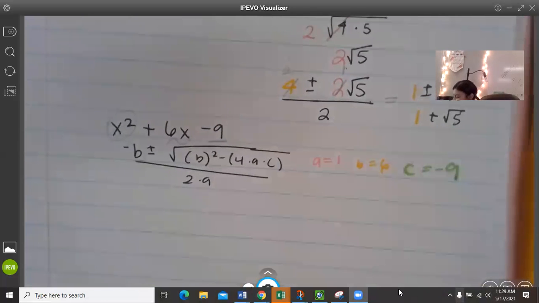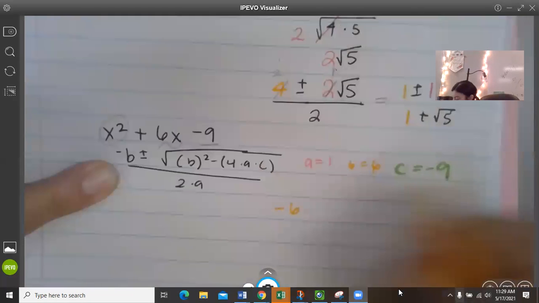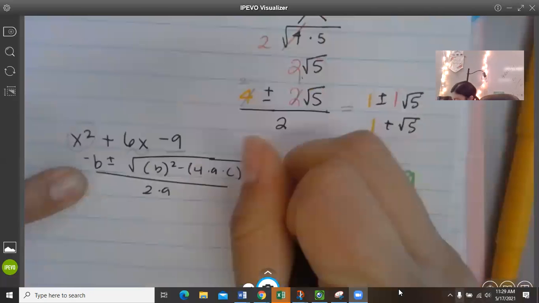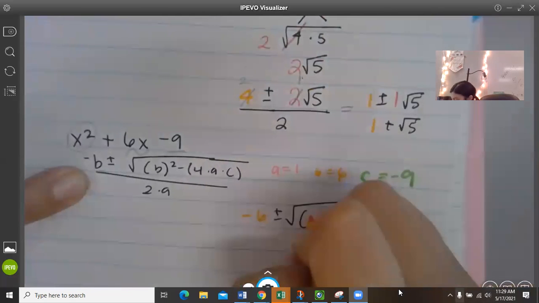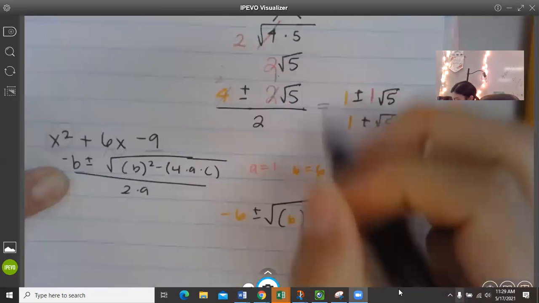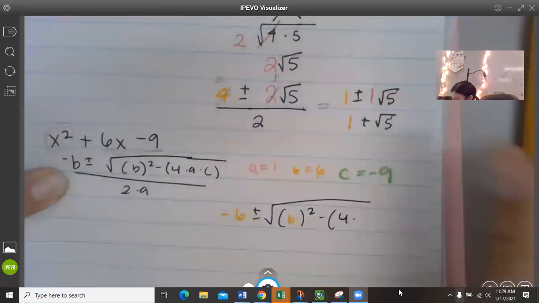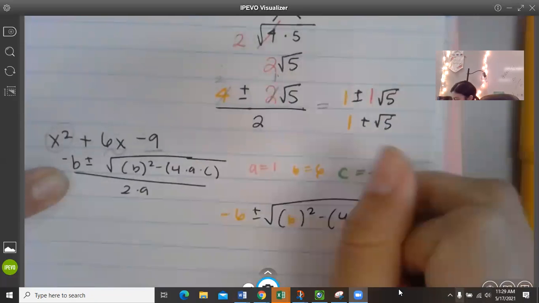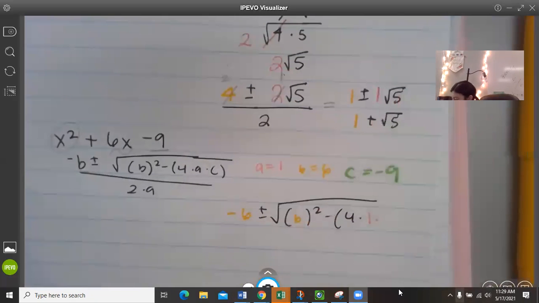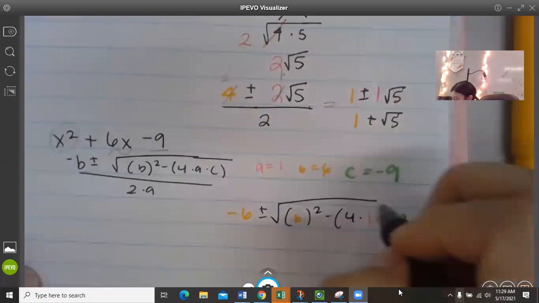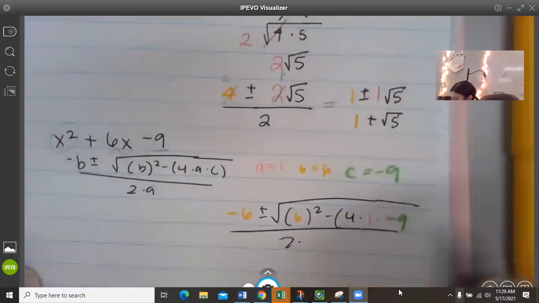Okay, so then negative b, I change the sign of b, so it's going to become a -6 plus or minus the square root of the 6 squared minus 4 times the a, which is 1, times the c, which is -9, all divided by 2 times the a, which is 1.